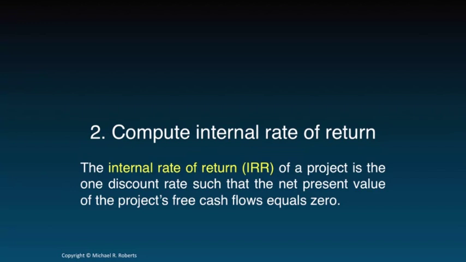Now, another thing we can do is compute the internal rate of return. The internal rate of return of a project, recall, is the one discount rate such that the net present value of the project's free cash flows equals 0. We've actually already seen this when we were talking about yields. Remember, the yield is the one discount rate such that when you discount the cash flows by the yield, you get the price. But the NPV is nothing more than the price minus the present value of all the future cash flows. So IRR and yield are really one and the same.